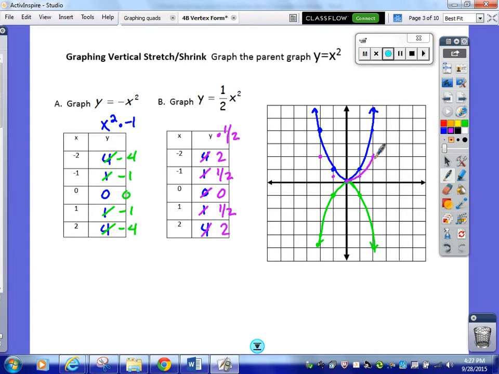So see how the width of my graph has increased. The vertical distance has shrunk by 1/2. So if A is less than 1, it's a vertical shrink, and if A is greater than 1, it's a vertical stretch. And we'll practice some more of this. But here again, do not treat A as slope.